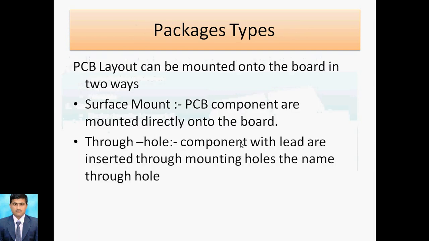The next we discuss regarding the package types. So PCB layout can differ in two ways. So that is surface mount, where PCB components are mounted directly onto the board. And through hole, where the components with leads are inserted through mounting holes, hence the name through hole.